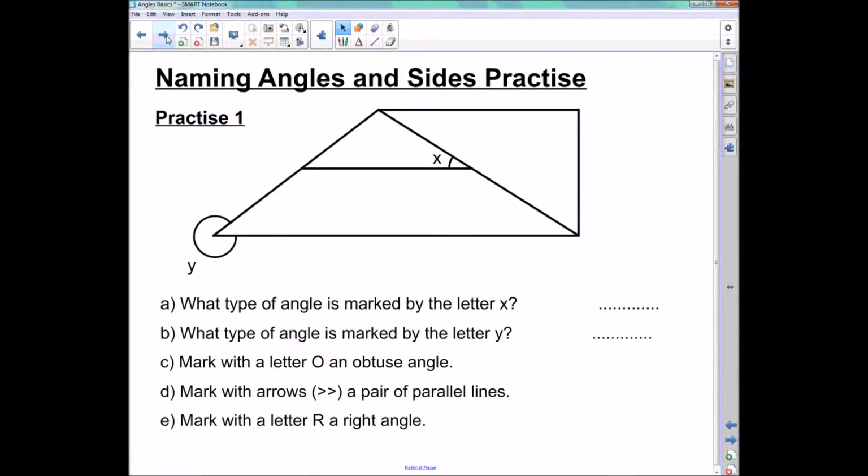Now, here is a question that's quite typical for the beginning of a foundation paper. You can copy the diagram down if you want to, or you can just see if you can answer these questions in your head. But pause the video and see if you can get an answer for all 5 of these questions.